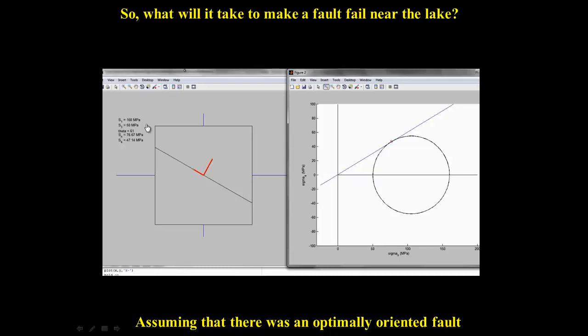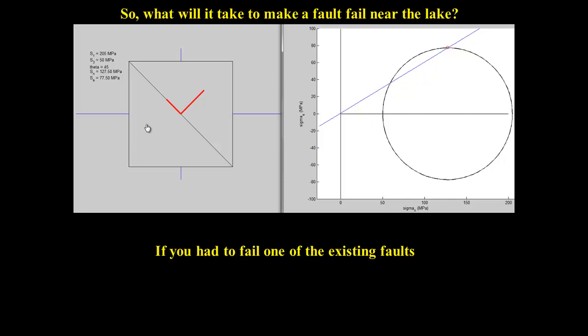So what would it take to make one of the existing faults fail? Well, it turns out the one to choose, the 45, is the closer to failure, as we saw before. But in order to cross the failure line, to push that fault up into the unstable zone, we need to push sigma 1 to 205 megapascals. So we need to add even more stress to get one of those faults to fail.